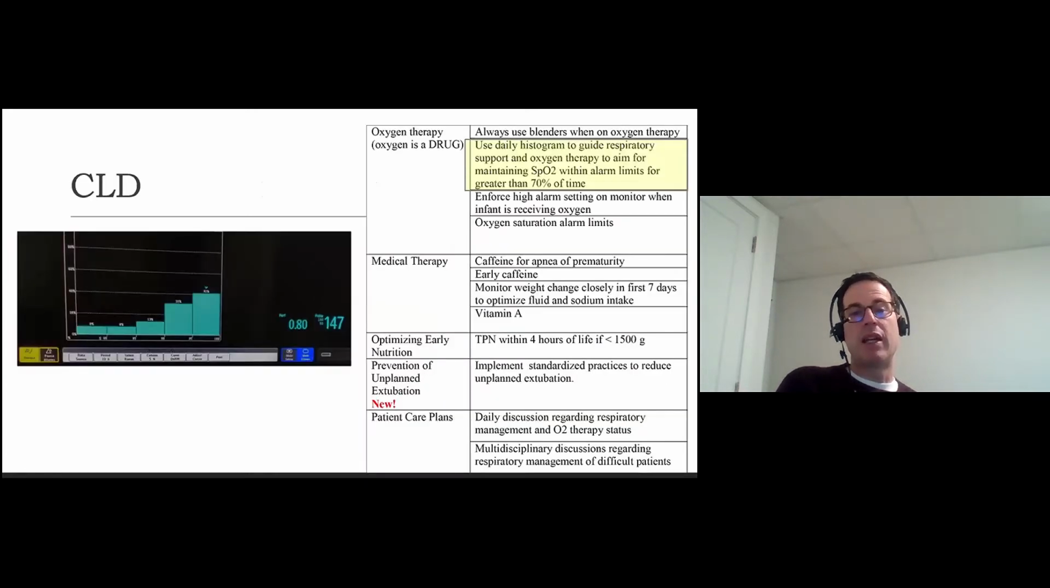Oh, and finally, we use daily histograms in our units. A histogram is available on most monitors, so you can pull off a 24-hour oxygen saturation histogram. We use these histograms to better guess when it's a good time to try to reduce CPAP or even take it off. I typically look at the less than 80% and 81 to 85% bars. If I see a significant portion of the day spent in that area, it tells me the lungs have not yet healed enough to take off the CPAP.